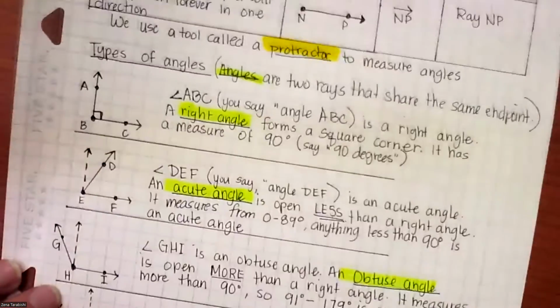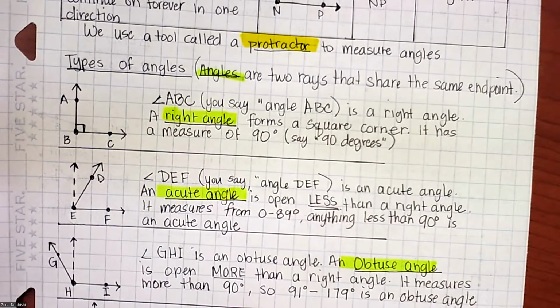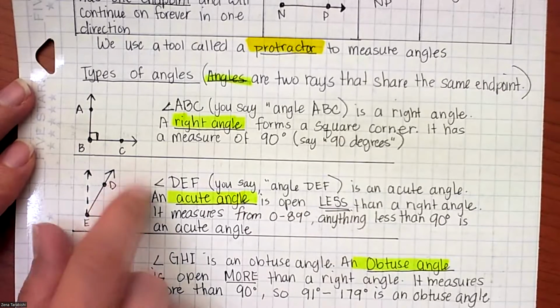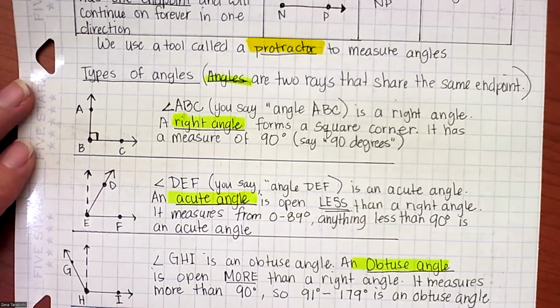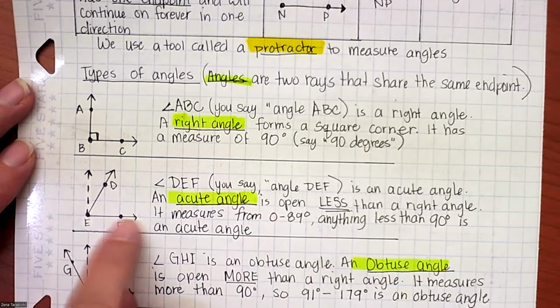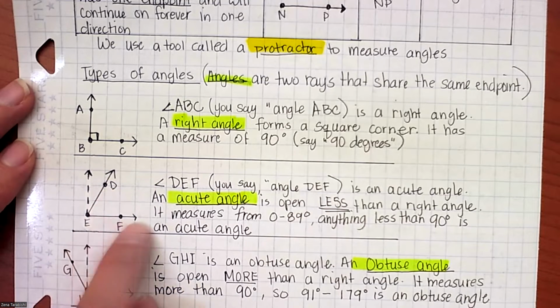Okay, so the second kind of angle that we're going to talk about is called an acute angle. Now, an acute angle measures less than 90 degrees. It's open less than 90 degrees. So here you can see this is what a right angle would have been where the dashed line is, and this is open less. So this is angle DEF.